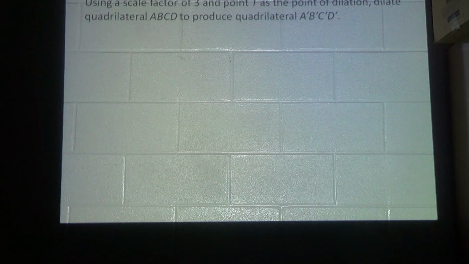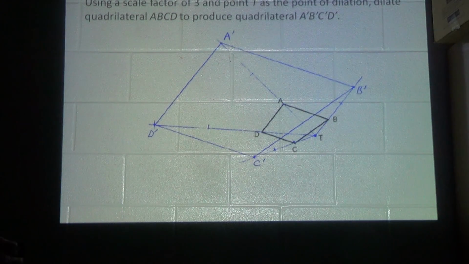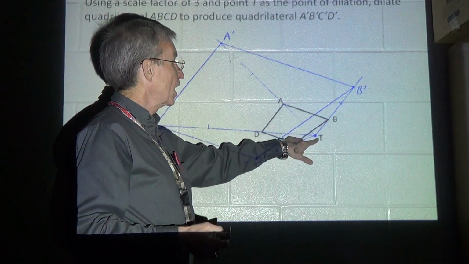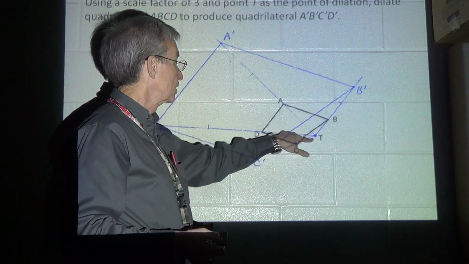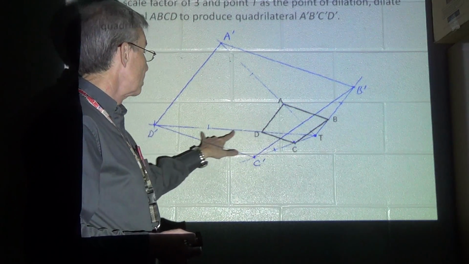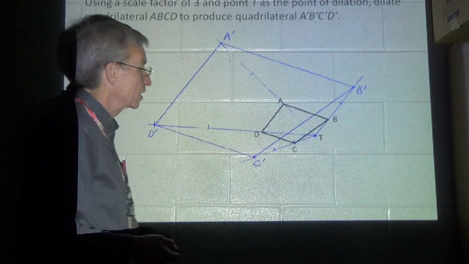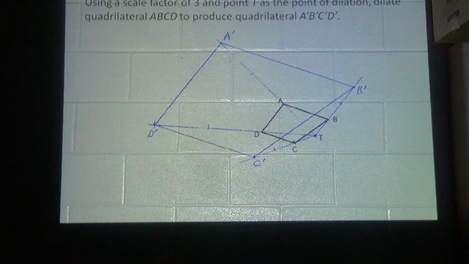So this time they want us to use a scale factor of 3, and point T is the point of dilation. They want us to dilate quadrilateral ABCD to produce the primed quadrilateral A prime, B prime, C prime, D prime. So we follow the same procedure. We locate our original one, find the point T, draw our lines through the vertices, measure the distance, and then multiply by 3, and that gives us these 4 points right here, which we connect, and that gives us exactly the same figure, only enlarged.